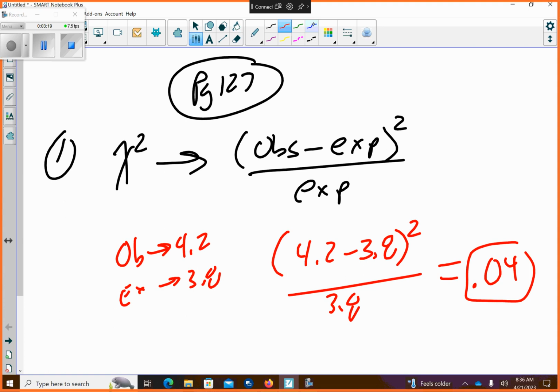Problem number 2, what does it mean? Y'all open to page 127. What does it mean if the chi-squared value is equal to 0? That means your observed and your expected are the same. Okay, that's all it means. Pretty simple.